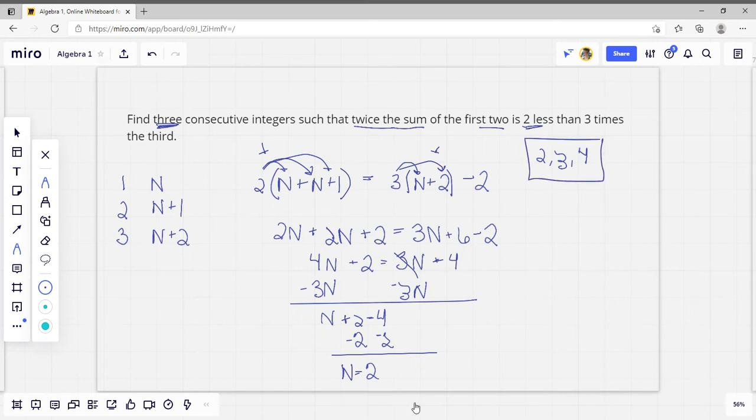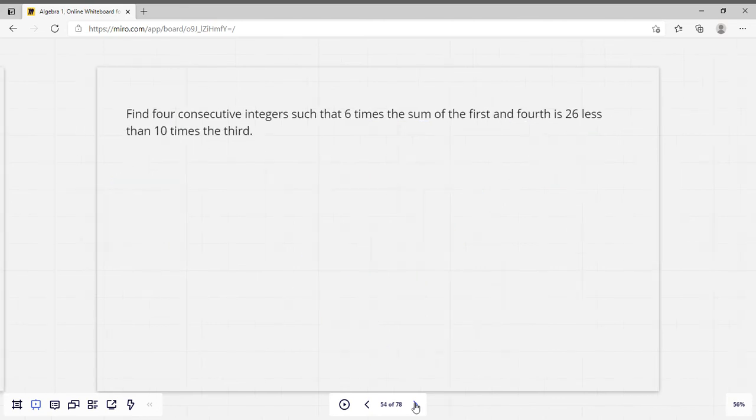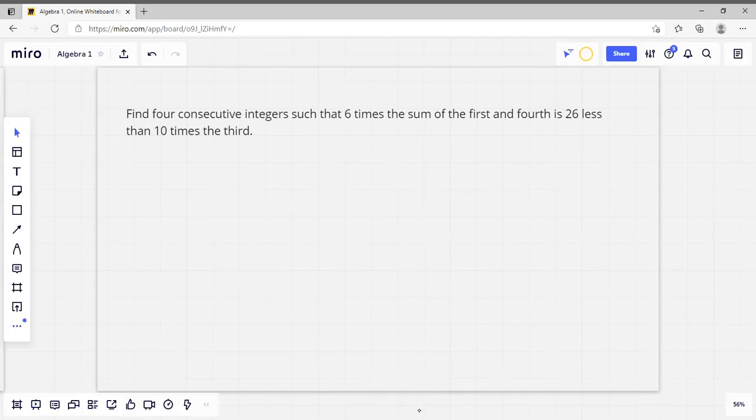Alright, let's try another problem. Okay, this one's a little different. It has 4 consecutive integers. Find 4 consecutive integers such that 6 times the sum of the first and the fourth is 26 less than 10 times the third. Alright, so first thing we're going to do is name them. So 1, 2, 3, 4 integers.